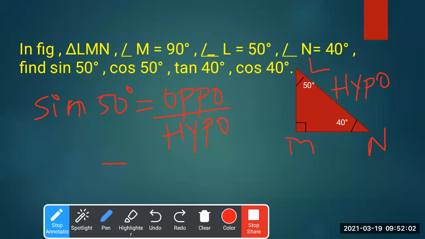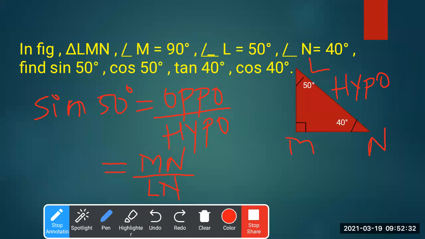Okay. So which is the opposite to 50? It is MN upon hypotenuse, which is LN. So only this much you have to write, but see that you write the definition in full form, that is opposite side upon hypotenuse side. Okay. So in a similar way you can find out the value of cos 50.